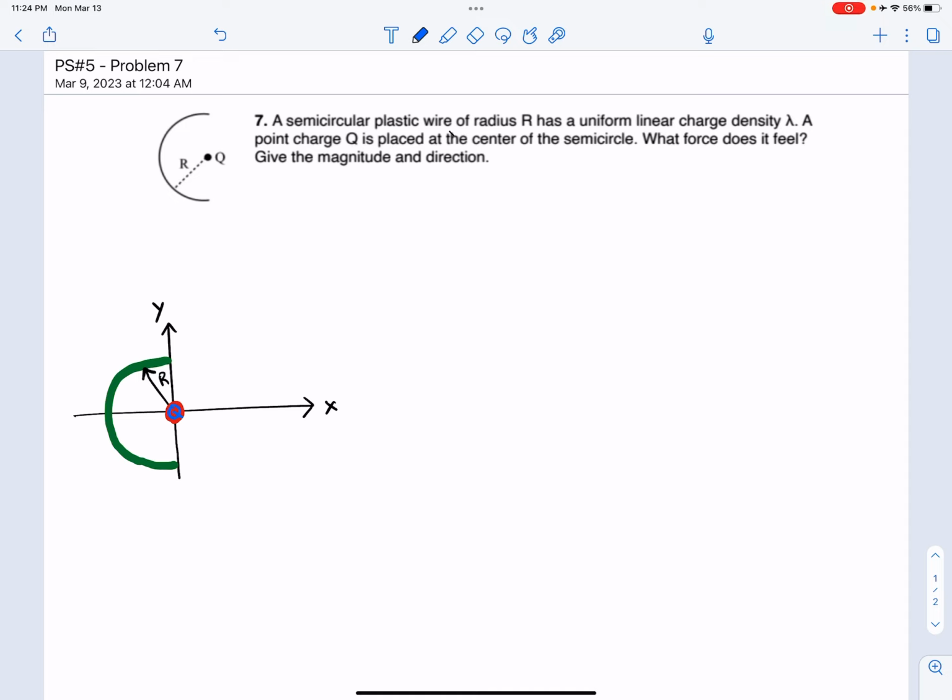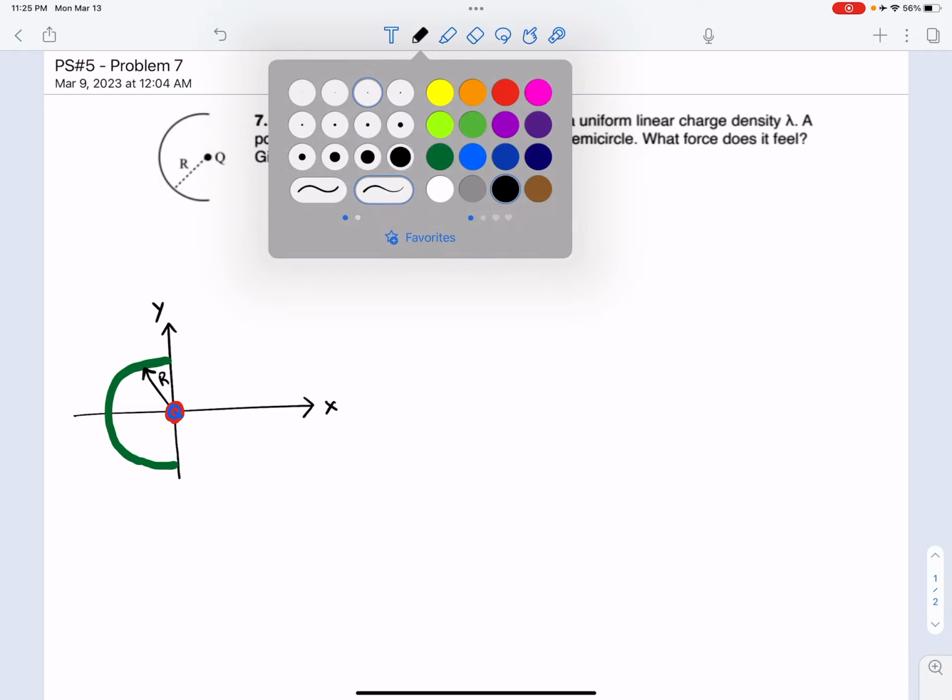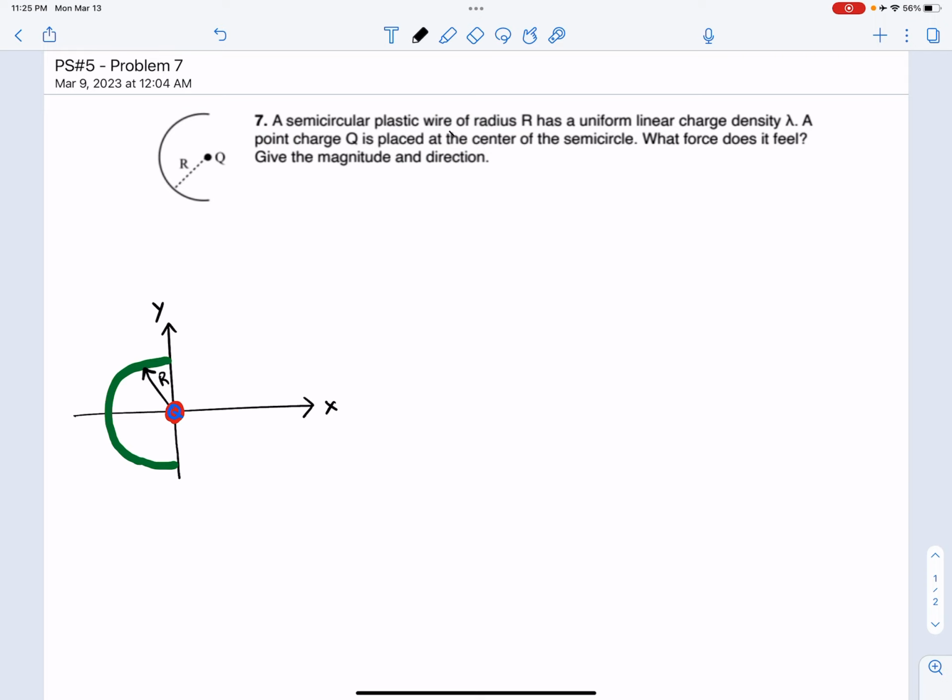I'll admit that I'm a little confused by the question because it does state that the semicircular wire has a uniform linear charge density that we're calling lambda. But I don't know if the charge is positive or negative on the semicircular wire. So that confuses me a little bit. That's just a heads up. So I'll try to answer this to the best of my ability, but I'm not too sure if my answer is going to be correct. Okay.